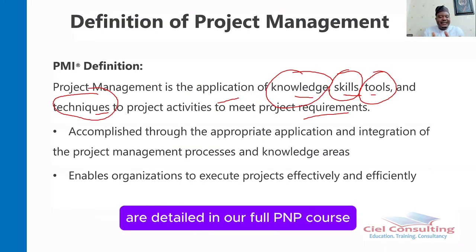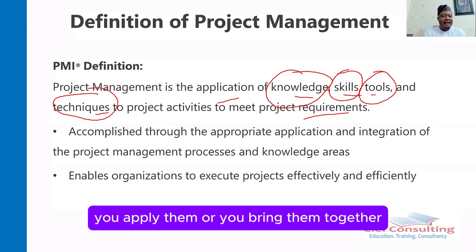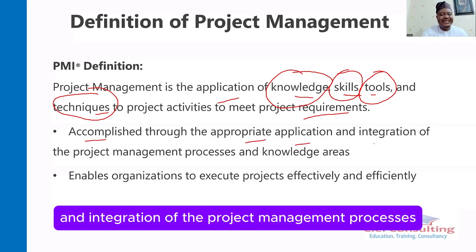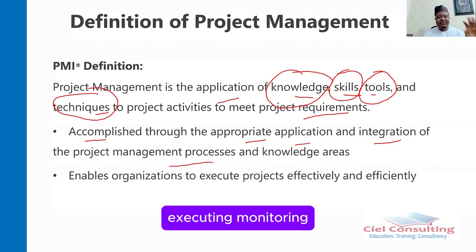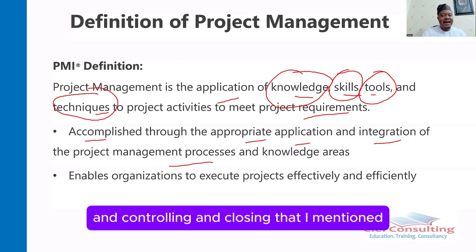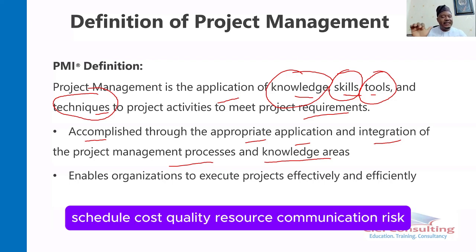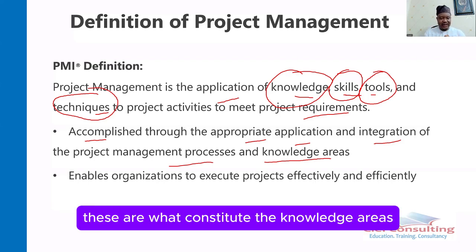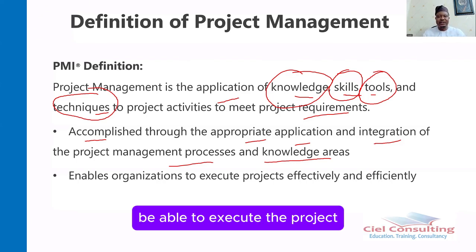All of these things are what are detailed in our full PMP course. However, all of these things are what you integrate, you apply them or you bring them together. And that's part of the reason why we say that it is accomplished through the appropriate application and integration of the project management processes. All those initiating, planning, executing, monitoring and controlling and closing that I mentioned, as well as knowledge areas. All those integration, scope, schedule, cost, quality, resource, communication, risk, procurement, and stakeholders, these are what constitute the knowledge areas. So it will enable the organization to effectively be able to execute the project.